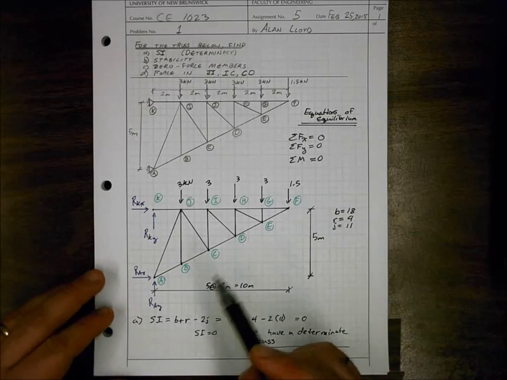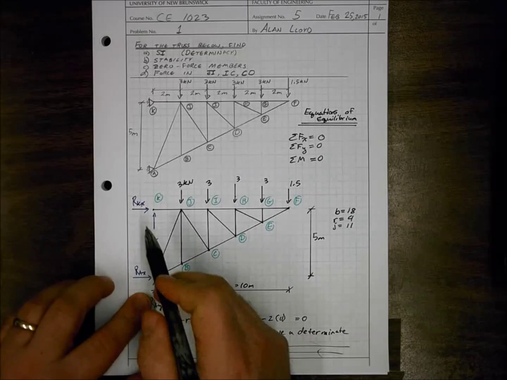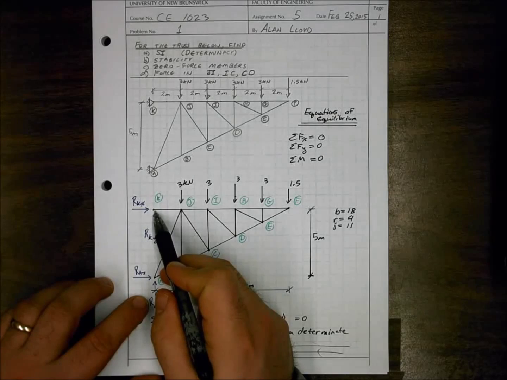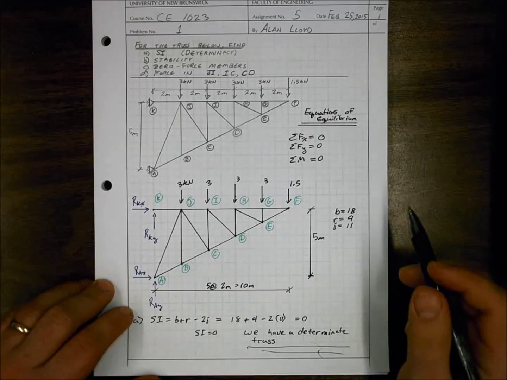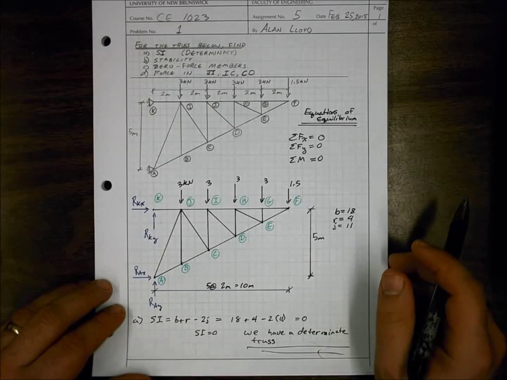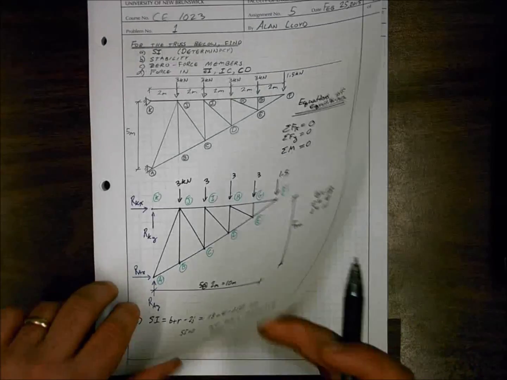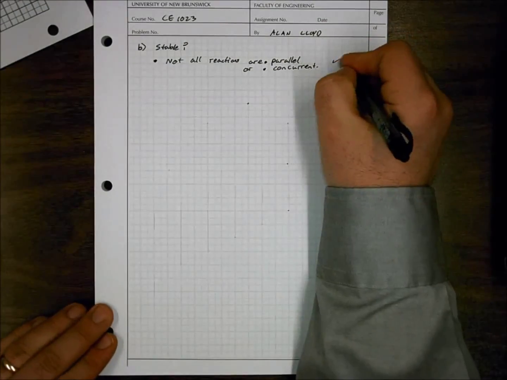Now, all the reactions being concurrent, well, RAX and RAY intersect at one point, and RKX and RKY intersect at another point. So we don't have a concurrent reaction problem. And concurrent reactions means that we have a problem satisfying moment equilibrium. So that's check number 1, so we're okay with that.